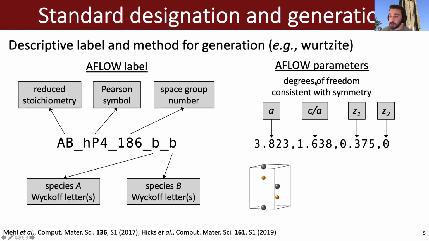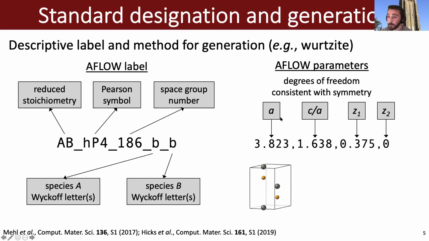And so here we specify what are called the AFLOW parameters, which are the degrees of freedom consistent with symmetry. For example, based on the symmetry given by this label, we would need to specify the lattice parameter a, the ratio of c over a, and then there are the Wyckoff positions. The z coordinates are variables, and so we need to specify these as well. All the other variables that you may be thinking of, lattice parameter b, or alpha, beta, gamma, are fixed based on this symmetry, so we don't need to specify them.